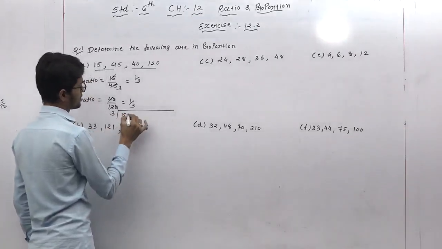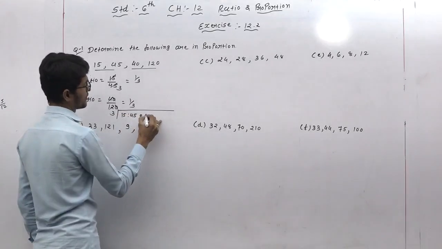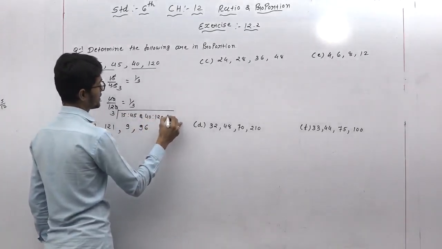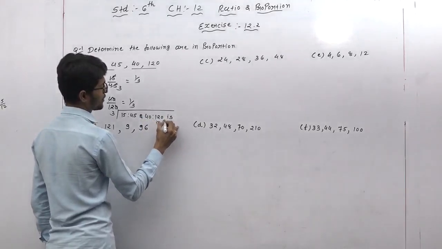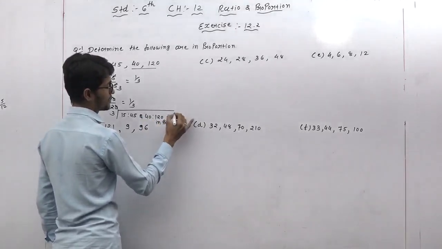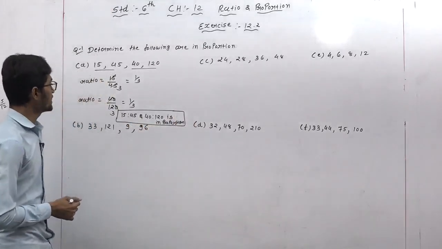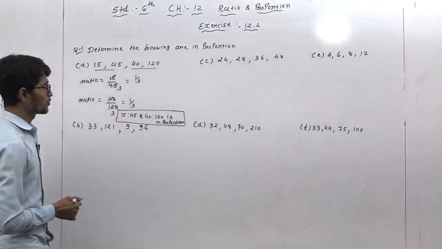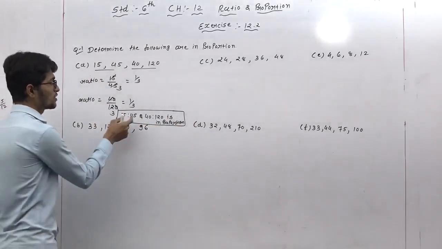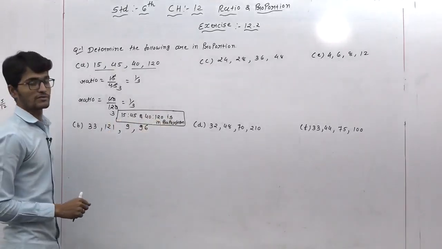So we write 15 is to 45 and 40 is to 120 is in proportion. So this is my first question's answer. 15 is to 45 and 40 is to 120 is in proportion. Why? Because the ratio is the same in these two, that's why this one is in proportion.